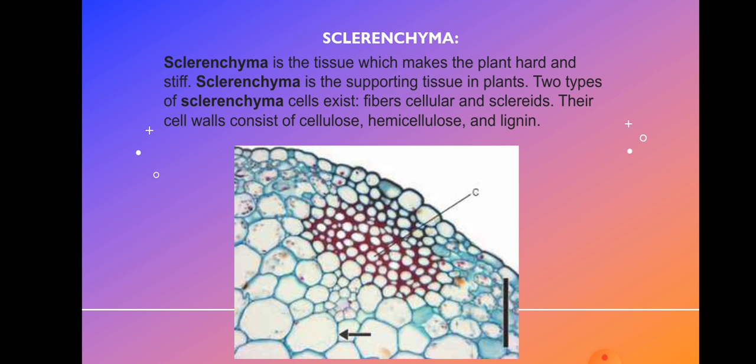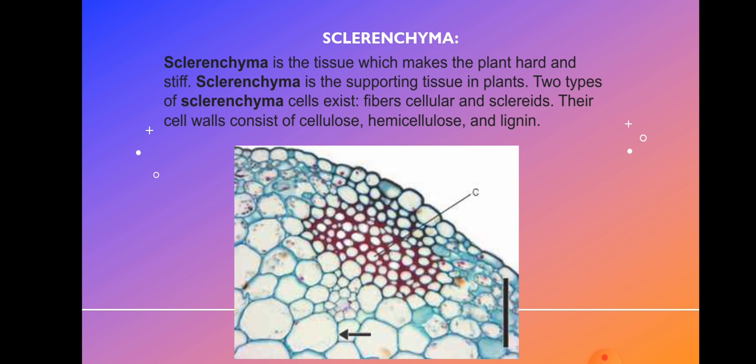Next, go with the sclerenchyma. Sclerenchyma is a tissue which makes the plant hard and stiff. So in sclerenchyma also the cells are thick-walled and tightly packed. When I say tightly packed, it means they do not have any intercellular spaces, children.